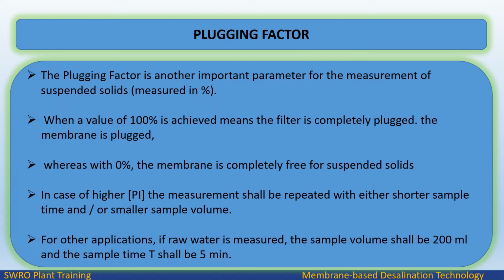In case of higher PF, the measurement shall be repeated with either a shorter sample time or a smaller sample volume. For other applications, if raw water is measured, the sample volume shall be 200 milliliters and the sample time T shall be 5 minutes.